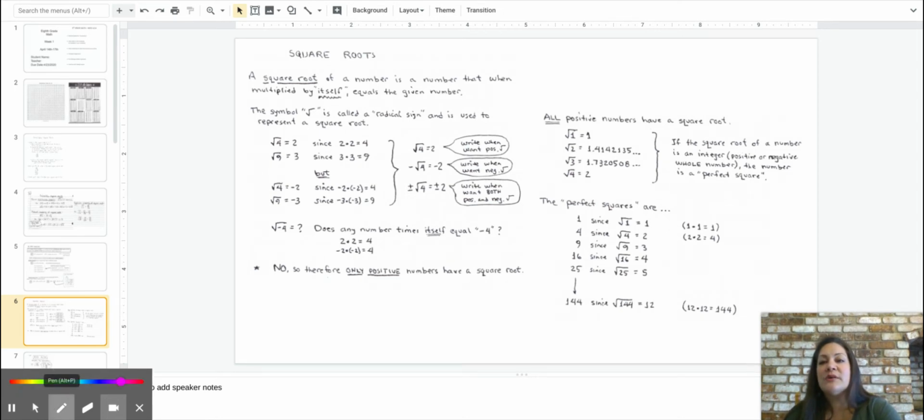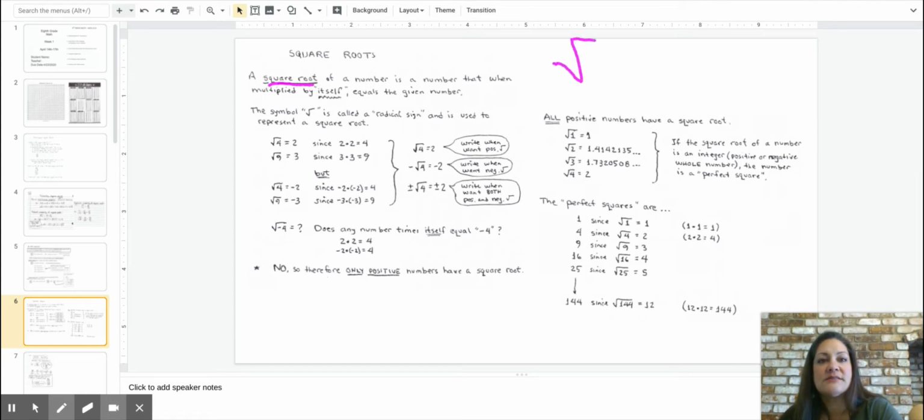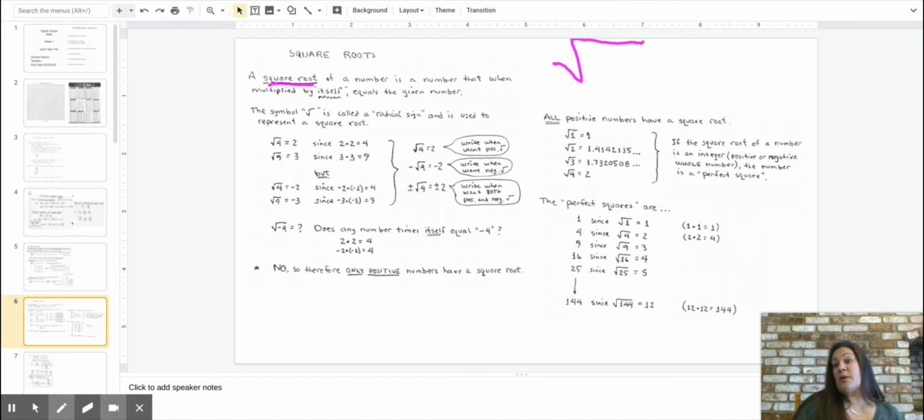A square root of a number is a number that when multiplied by itself equals the given number. The symbol, which is like this, is called a radical sign, and it's used to represent a square root. Okay, so we know all of these.